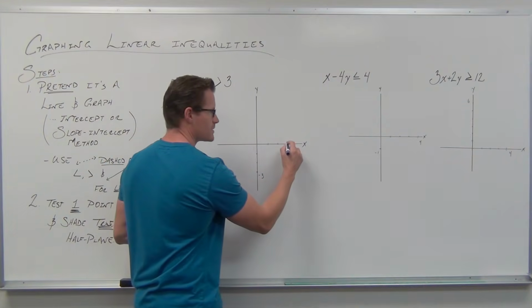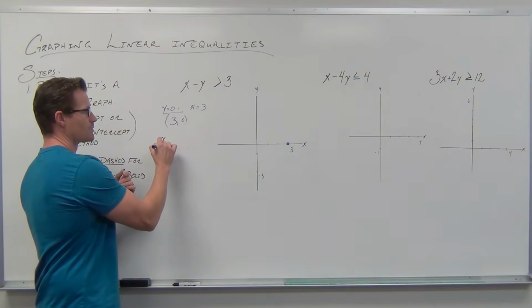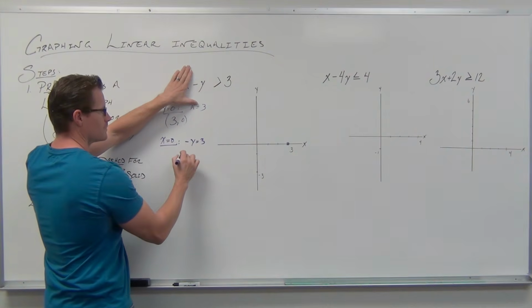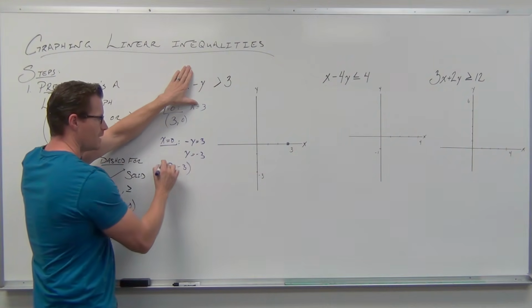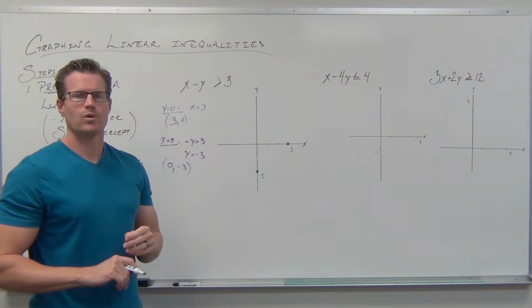That gives me an x-intercept of (3, 0). Now, if I let x equal 0, y equals -3. That gives me a y-intercept of (0, -3). Notice one more thing, this is huge.